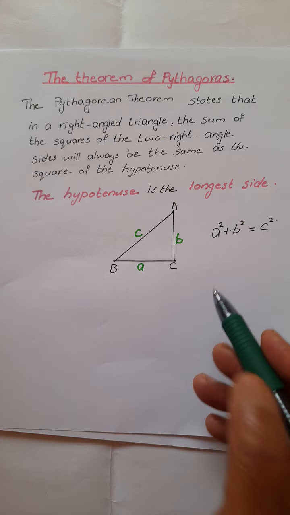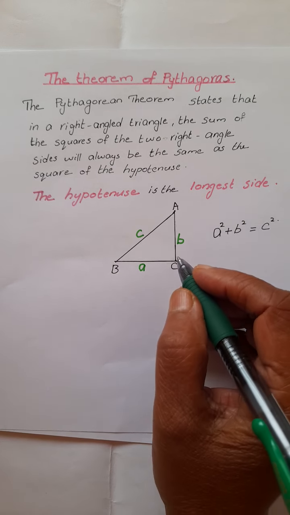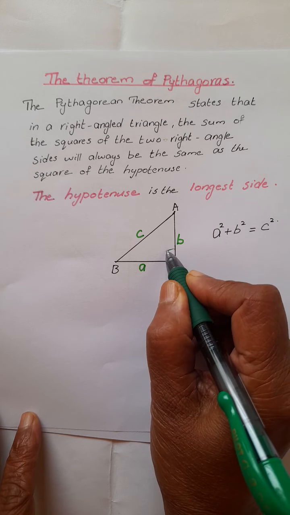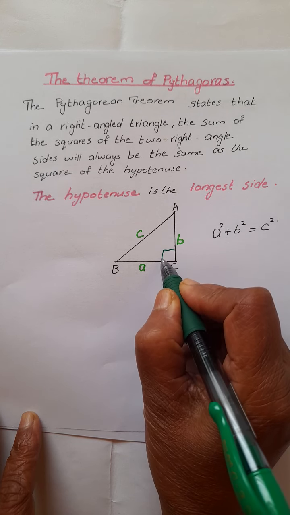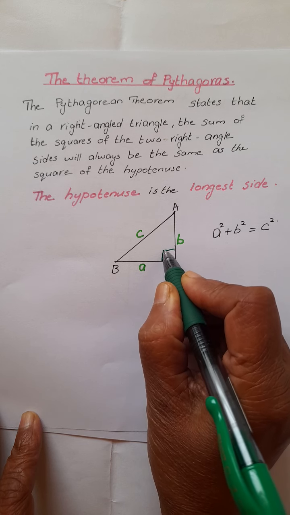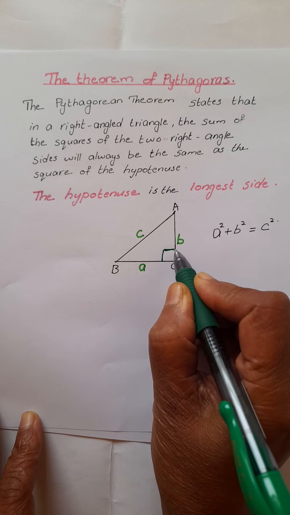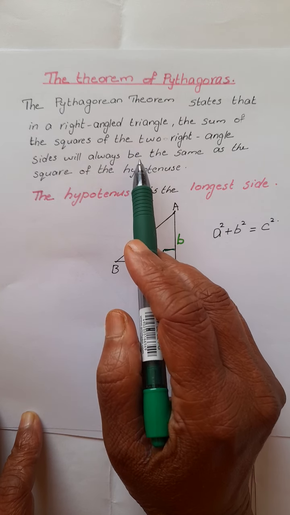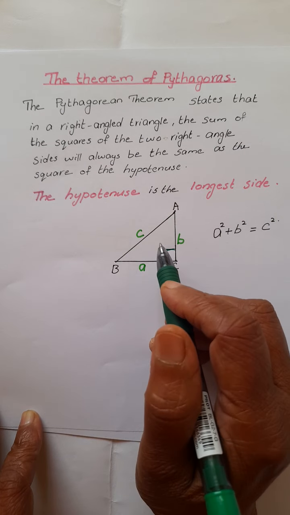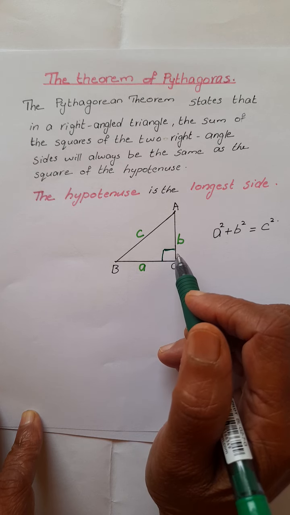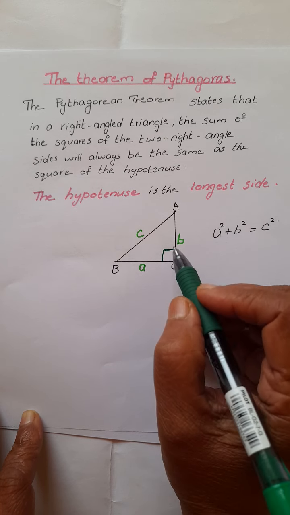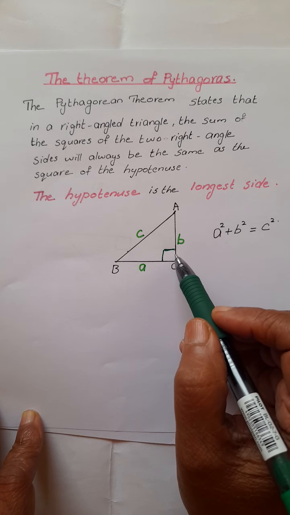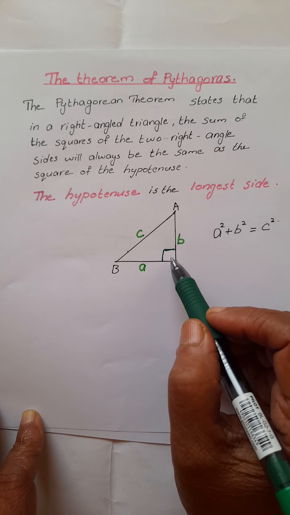So let's look at this triangle, and let's assume that this is the right angled triangle, and this is the right angle. So you know what a right angled triangle is? A right angled triangle is a triangle in which one angle is 90 degrees. So this is the hypotenuse and these are the sides on the right angle.